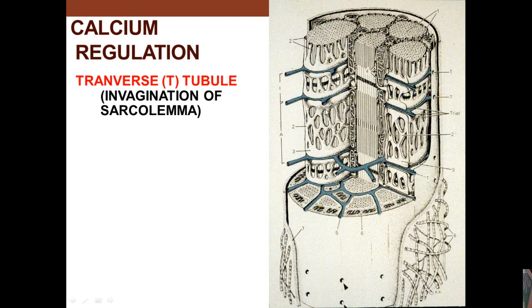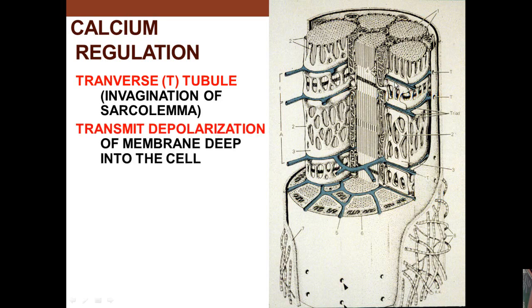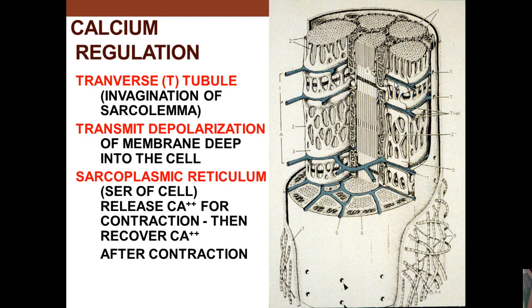In order to get the electrical impulse deep within the cell so that calcium can be released, calcium is stored in the sarcoplasmic reticulum. You have this infolding of the plasma membrane. This is a transverse tubule. So the plasma membrane of the cell actually goes in through the cell. The transverse tubule is what brings the electrical impulse, the depolarization, from the cell surface deep within the cell to cause the sarcoplasmic reticulum to release its calcium. It transmits the depolarization inside the cell.